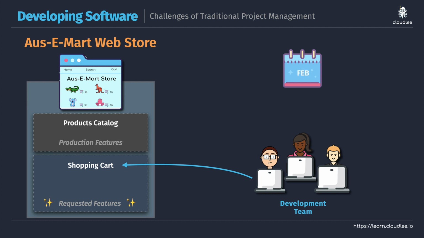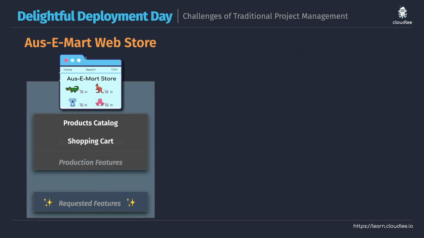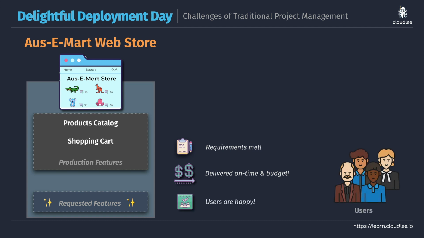Time is going to keep flicking on by. The months will fly. And before you know it, it's time to actually go and deploy your solution for the customers. Now, what does that deployment day look like? Well, hopefully it's very delightful. Hopefully what you do is you finish off the shopping cart functionality, you move it into production, you've met all of the requirements that your customers had, you've delivered this solution on time, on budget, and most importantly, let's hope that the customers are happy themselves.